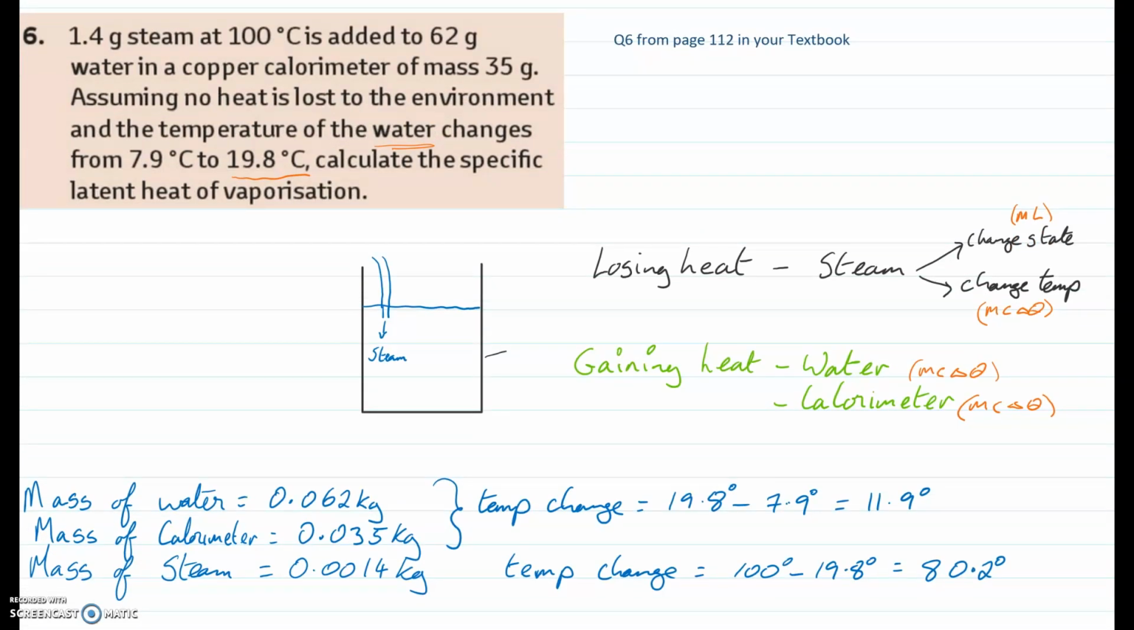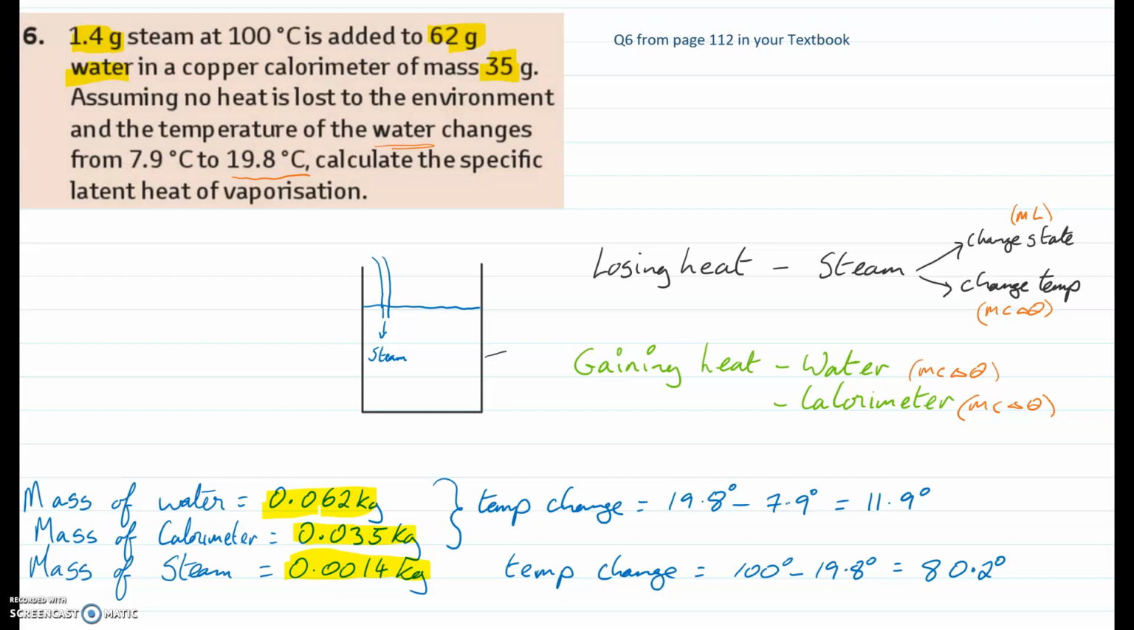Next step, put out your masses and the temperature changes. So they're telling you here in this question, 1.4 grams of steam. So the mass of the steam here, change that into kilograms, 0.0014. Okay, so you're dividing by 1,000. The 62 grams of water, okay, so that's my water that's inside the container. Again, change that to kilograms. The calorimeter's mass is 35 grams, 0.035 kilograms. So your masses are laid out nicely here.